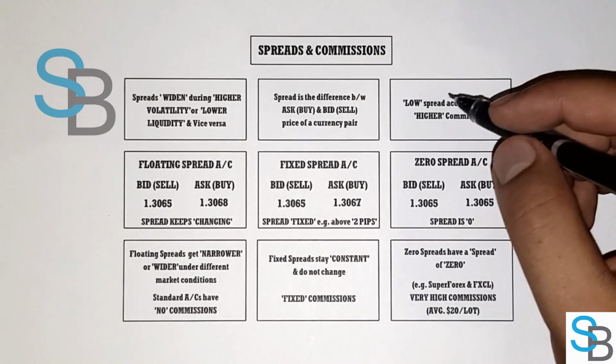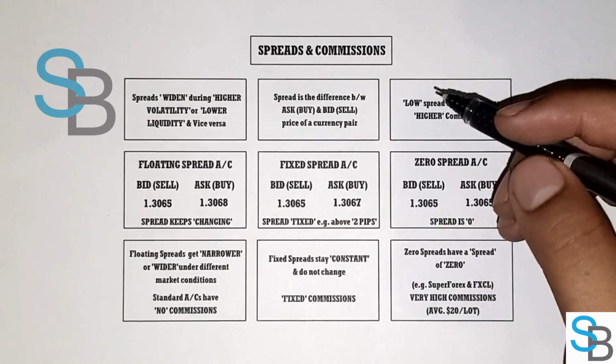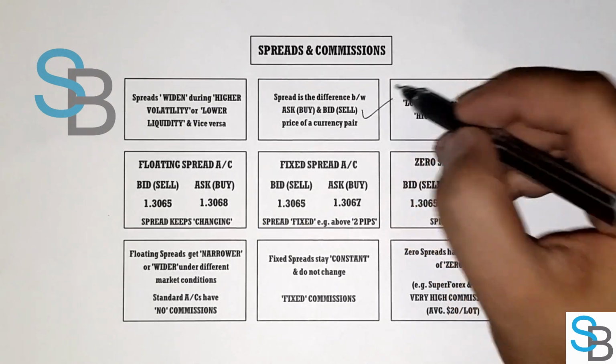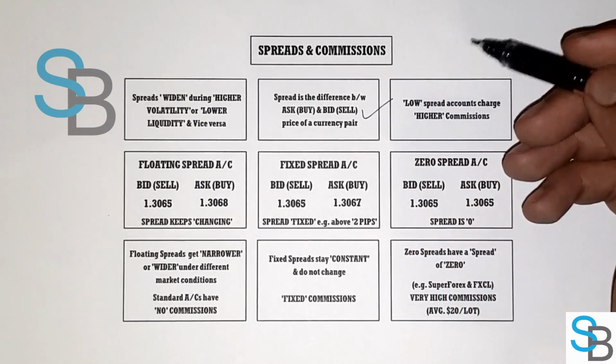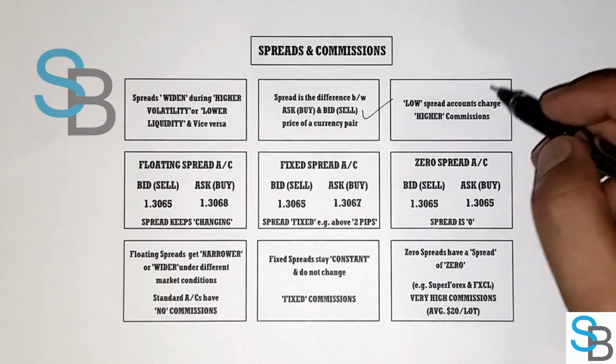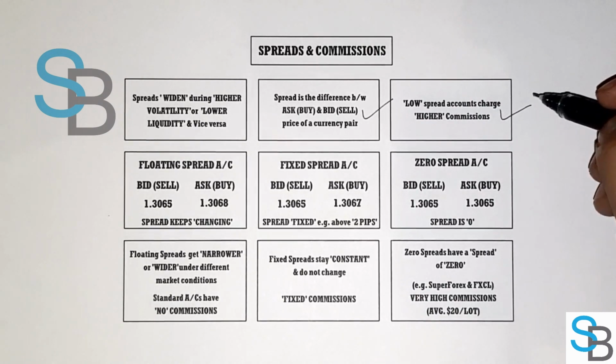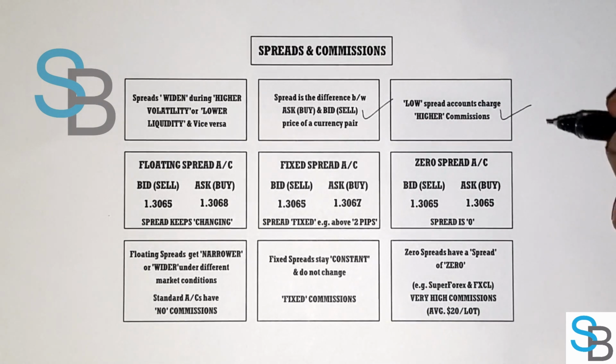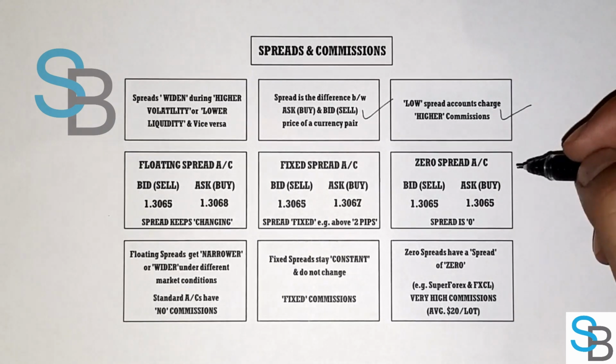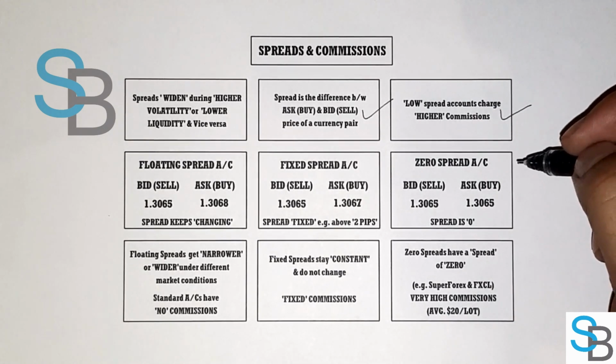Forex brokers earn from their clients by charging spreads and commissions. Spread is the difference between the ask and bid price of a currency pair. So if there are lower spreads, there are higher commissions, and if there are lower commissions, there are higher spreads. So either way, brokers will make you pay for trading with them.